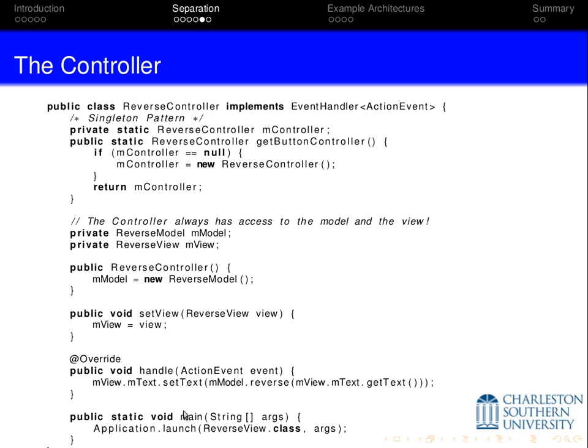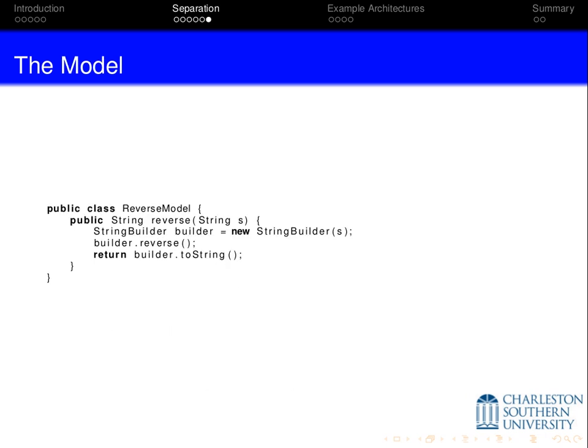Okay, is this making sense? I feel like I'm cruising through this really fast. A little bit? Okay. So the model, it's actually pretty simple here. It gets a string, it reverses it, and then returns it. It's really helpful since String Builder has a function called reverse.